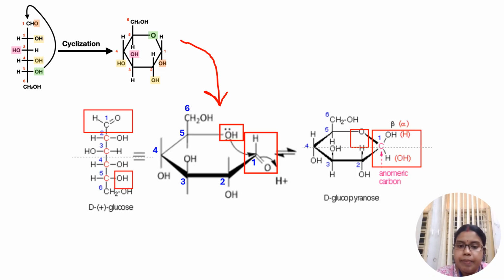That is how the mechanism happens. The C5 OH reacts with the C1 aldehyde group, and then one bond will form, and this pyranose structure will form. This is the general structure of the glucopyranose, D-glucopyranose. So according to the position of the H and OH group, up or down, it will be the alpha anomer or the beta anomer.